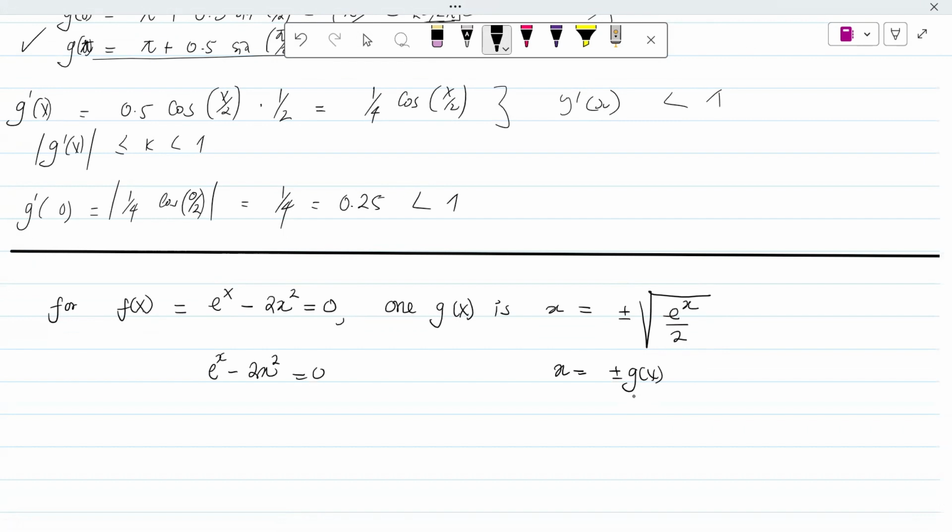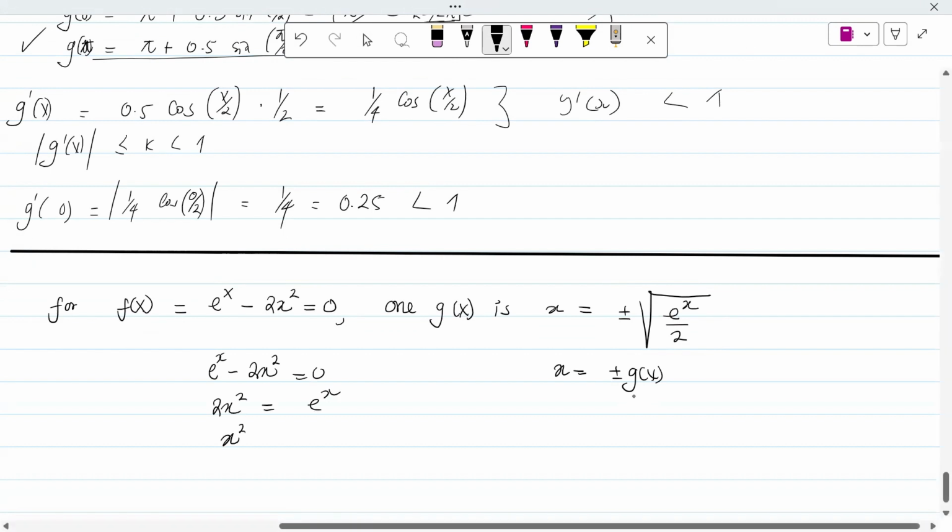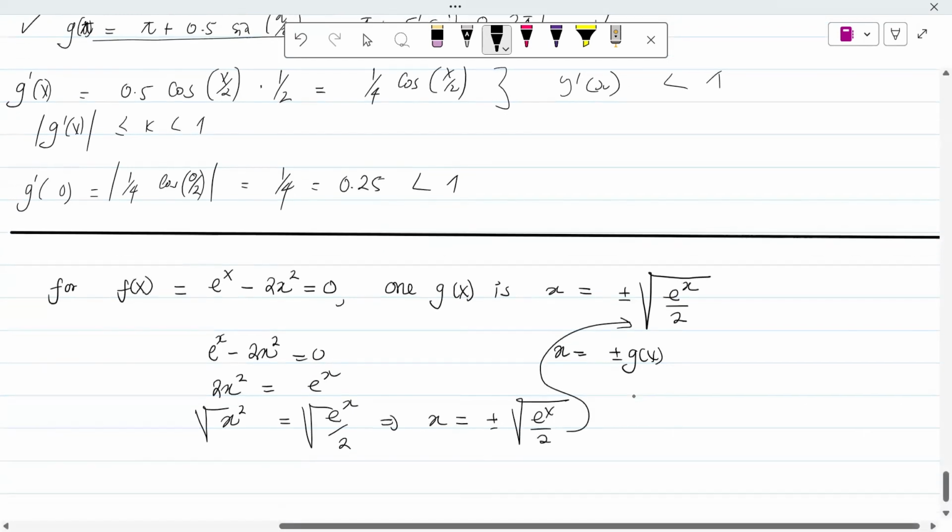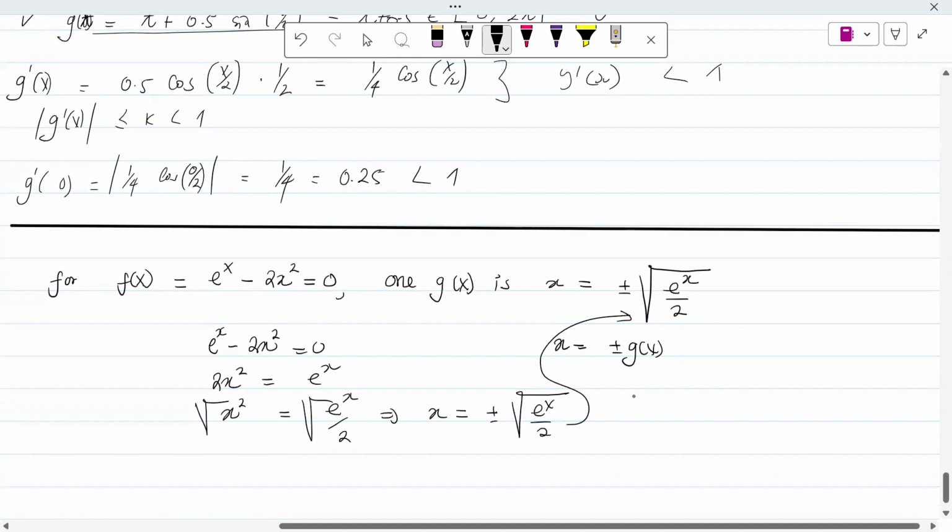Okay, so by taking 2x outside or by just switching these two, you have 2x squared is equal to e to the power x. If you divide by 2 both sides, you have x squared equal to e to the power x over 2. If you take a square root of both sides, you'll notice that this is what you get now, x is equal to plus or minus the square root of e to the power x over 2. So this is exactly what you have here. So that's one arrangement, okay?